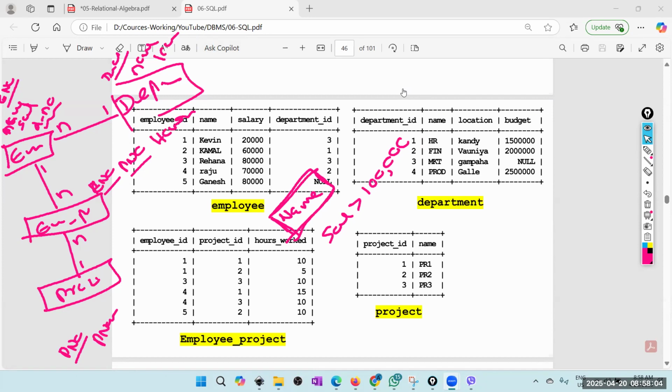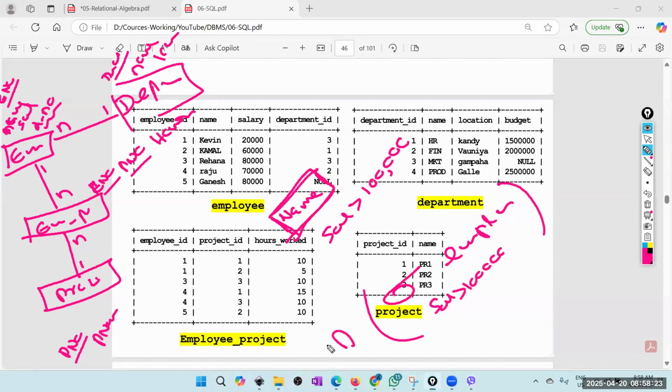Okay. How do you do it? So first we'll do the sigma: sigma from employee where salary is greater than 100,000. And then we'll do phi. We only need name. That's it.